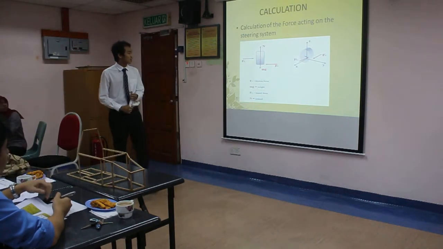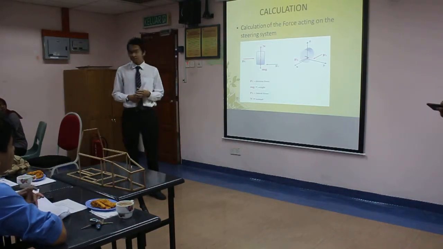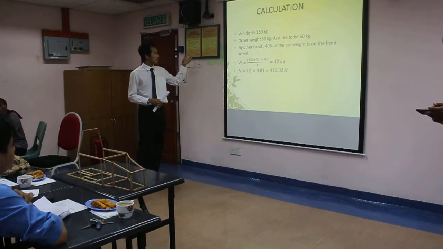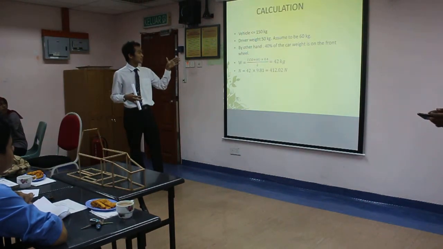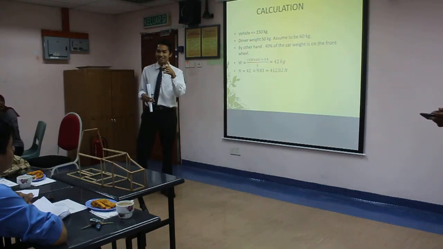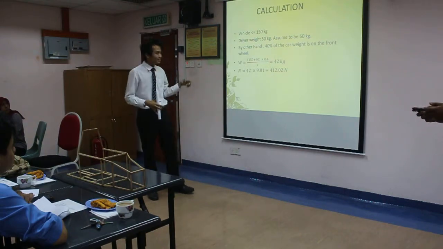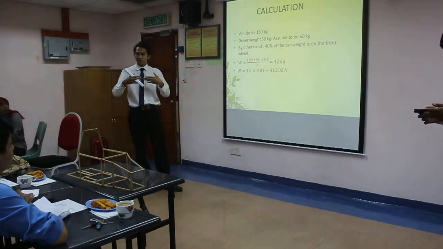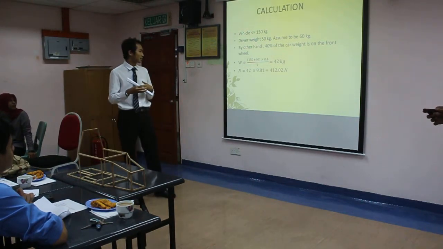Calculation. The calculation of the force acting on the steering system is basically from the wheel. We take the vehicle weight 150 kg and driver weight 50 kg. The driver weight is 43 kg actually, so we take 60 kg for safety reasons. On the other hand, we use a 60-40 ratio, so that 40% of the load is on the front wheel.